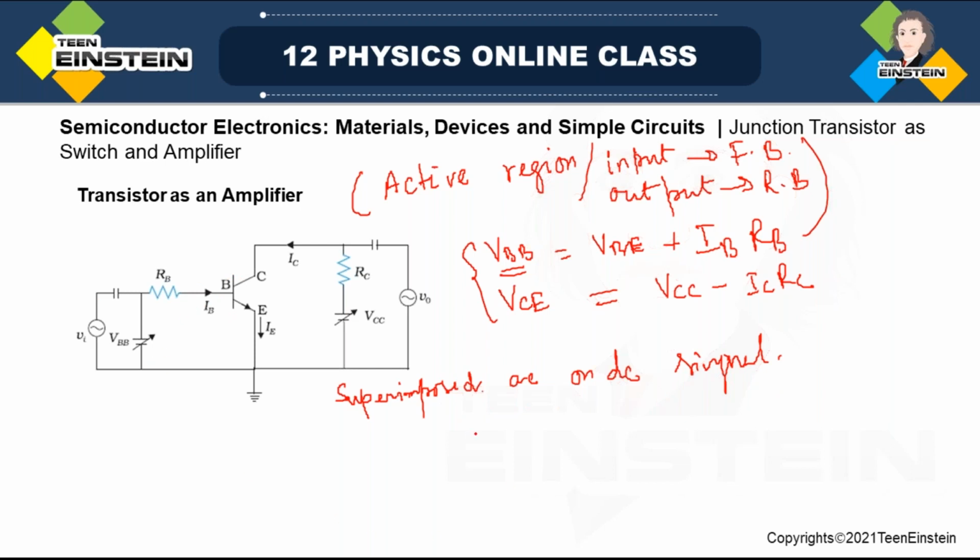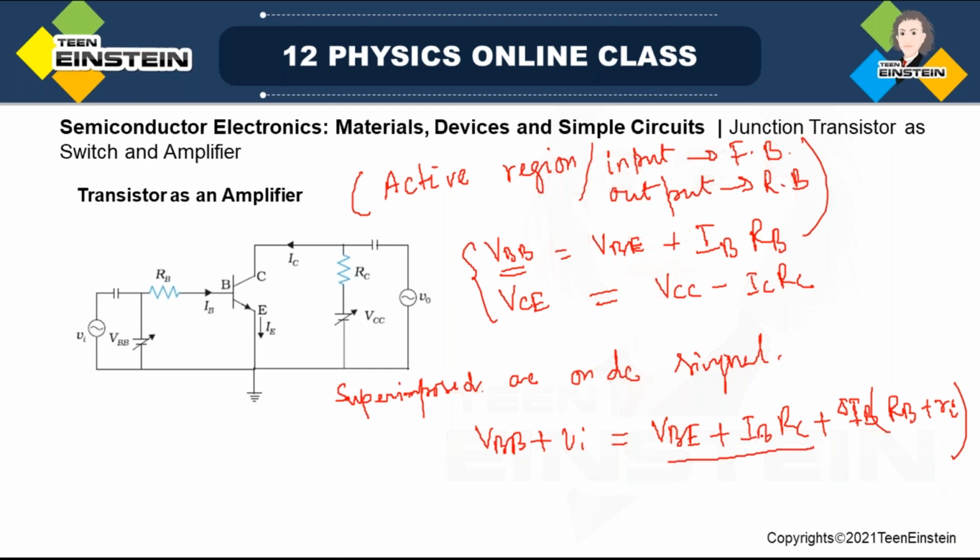Look, I am just writing that the voltage now is somewhat like this. Then you will have change. See, VBB is not going to change. The only change you will have is this. Then what extra do you have? You will have extra delta IB times RB plus small Ri. The input junction has some resistance. So you'll get this equation. You look, this part is not changed.